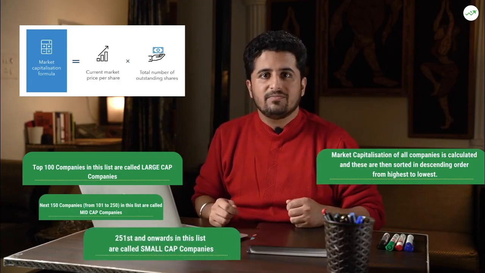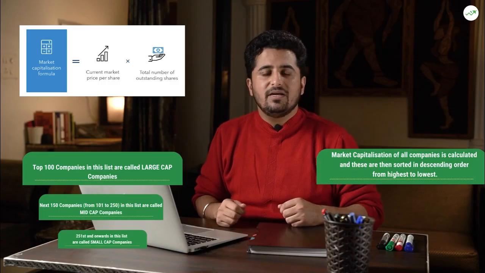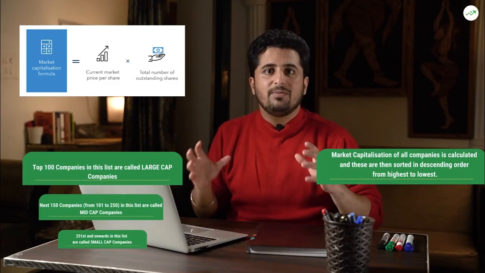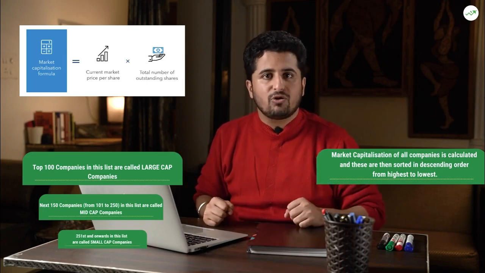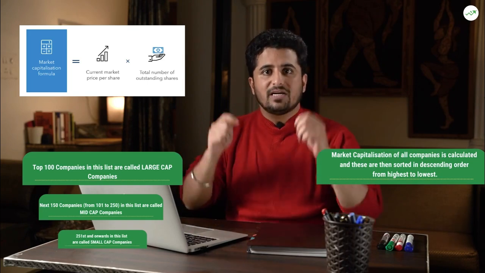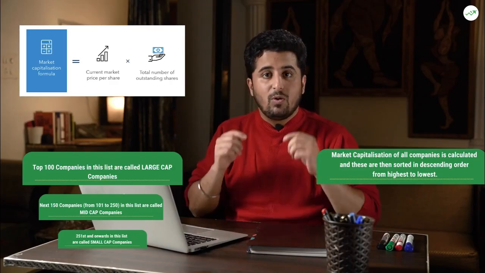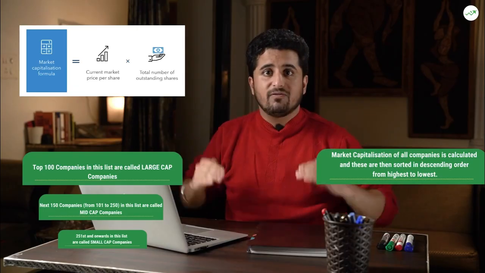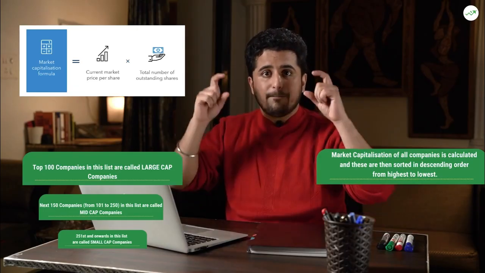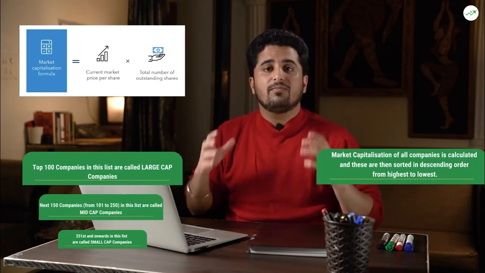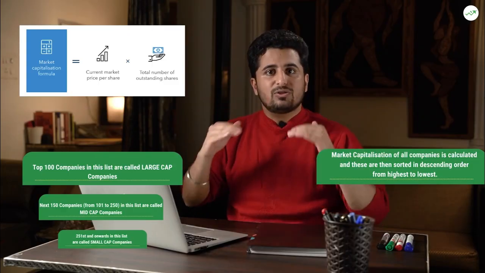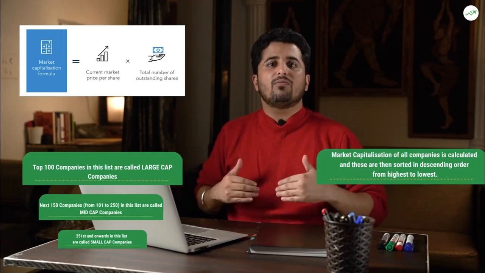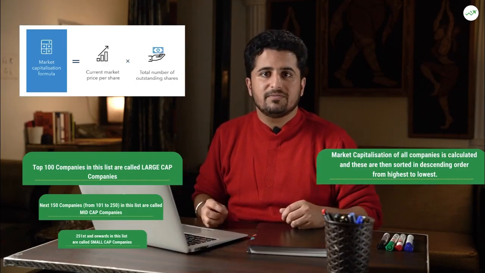I'll repeat this again. Market capitalization is equal to the total number of shares times the price of each share. Once the market capitalization of all these companies in the stock market is calculated, all of these are sorted in descending order with the one having the highest market capitalization on top. Now, out of this sorted table, the top 100 companies form the large cap companies. The next 150 companies form the mid cap companies, and then 251 onwards form the small cap companies.